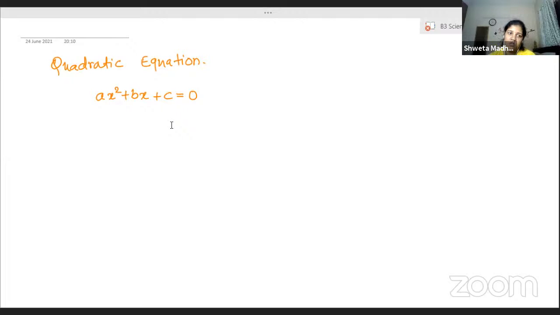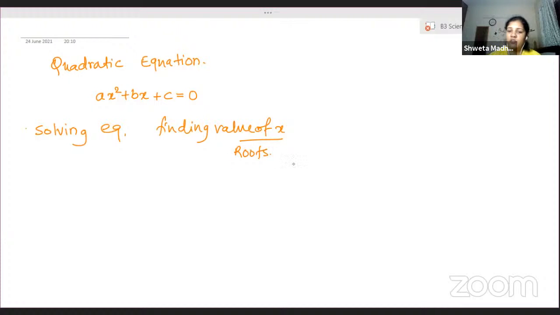Okay. So first part, solving a quadratic equation. Solving an equation means finding the value of x, which is also called the roots. Finding roots of the quadratic equation or finding values of x, both are the same. Now this can be done by three methods. One, by simple factorization. Different methods of factorization we can use. One of the common methods of factorization is middle term splitting.